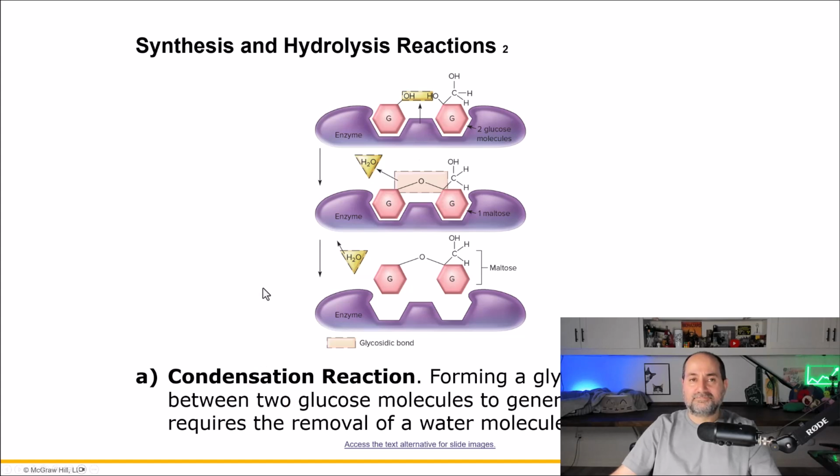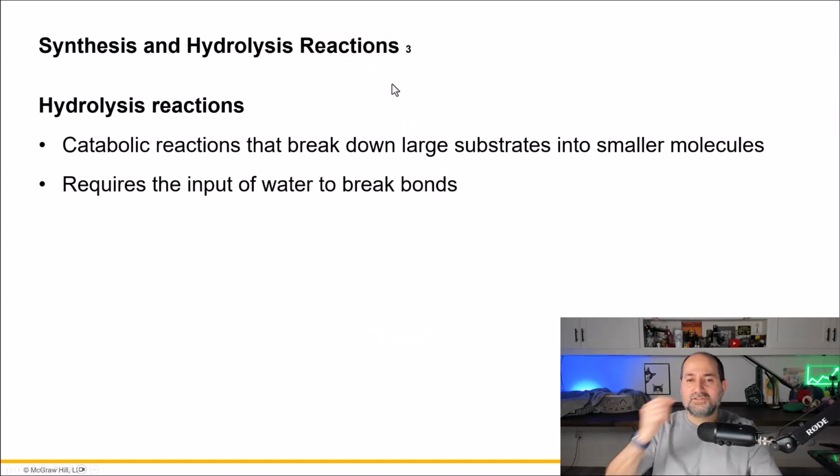Isn't that neat? Conversely, how do cells break things down? Cells break down macromolecules by a process known as hydrolysis. So let me show you. Hydrolysis is actually the converse reaction. That means the opposite reaction to condensation. Here, we're using water, one water molecule to break each bond.